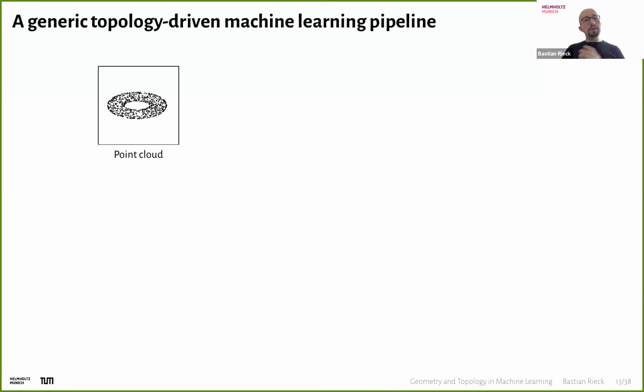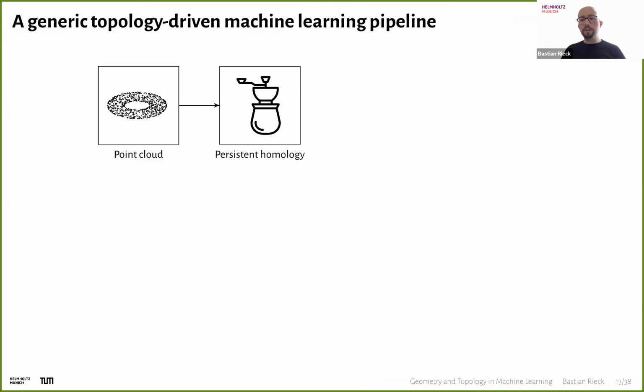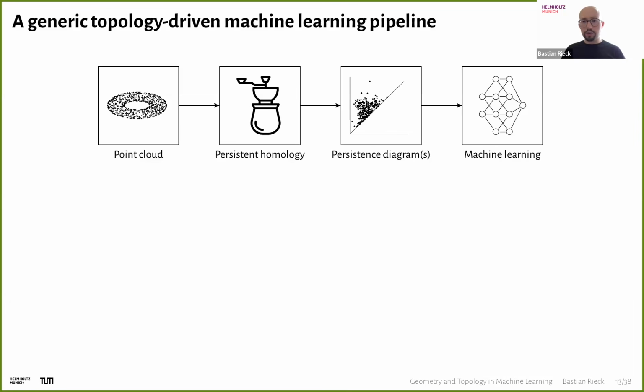Now, the generic topology-driven machine learning pipeline that you will often find is that people start with one of these point clouds. They use the persistent homology algorithm as a way to grind through the data to create some kind of new representation from it. This then gives a set of persistence diagrams that are then subsequently fed to a machine learning classifier. And that is not a bad pipeline, but it is a very restrictive pipeline in the sense that it doesn't make use of all the capabilities of machine learning algorithms, namely the primary capability of learning task-specific representations in a differentiable or in a somehow continuous manner.